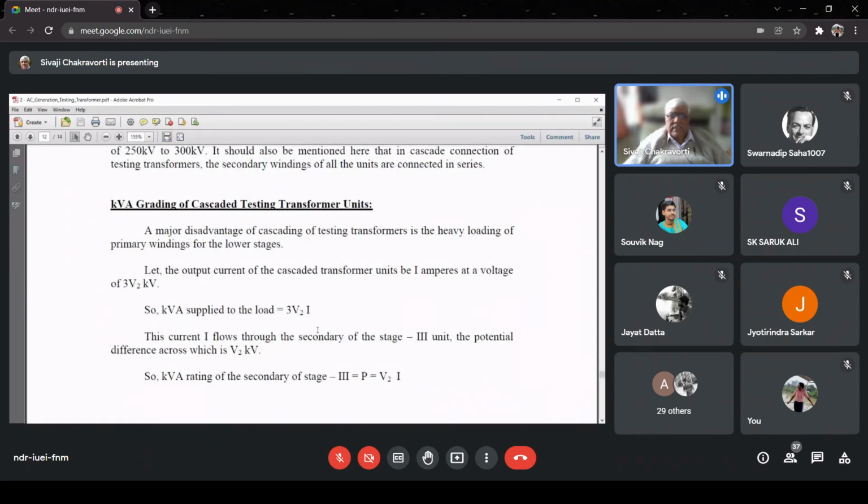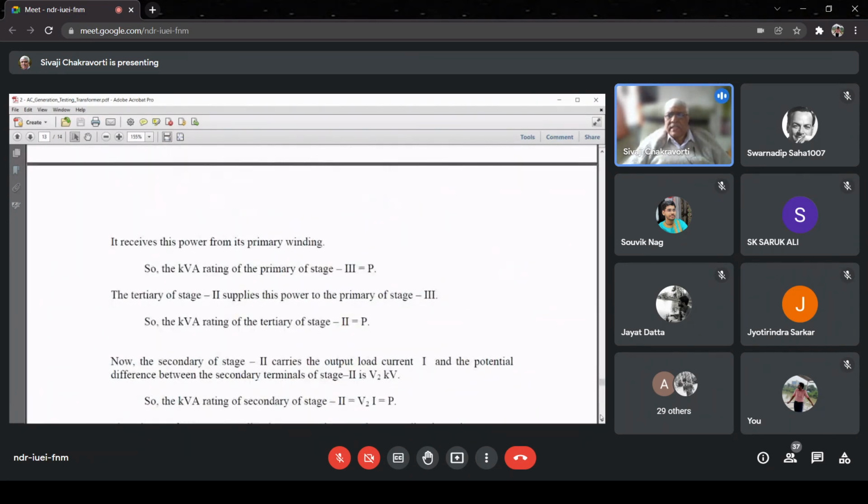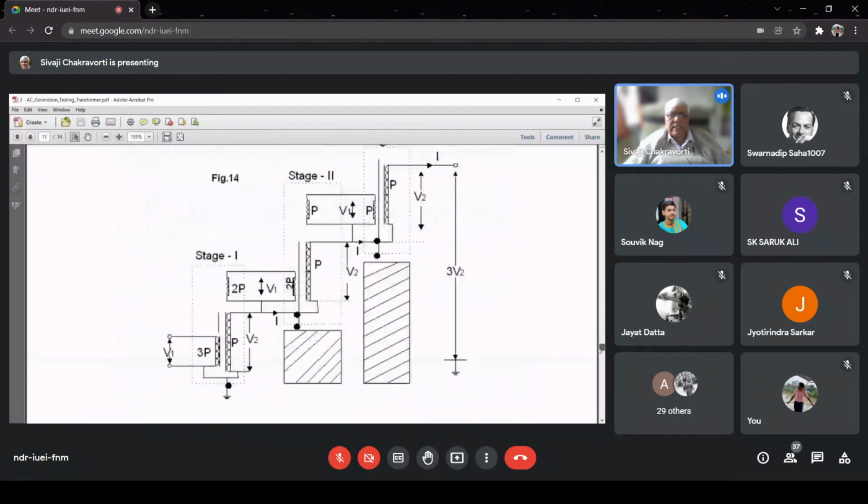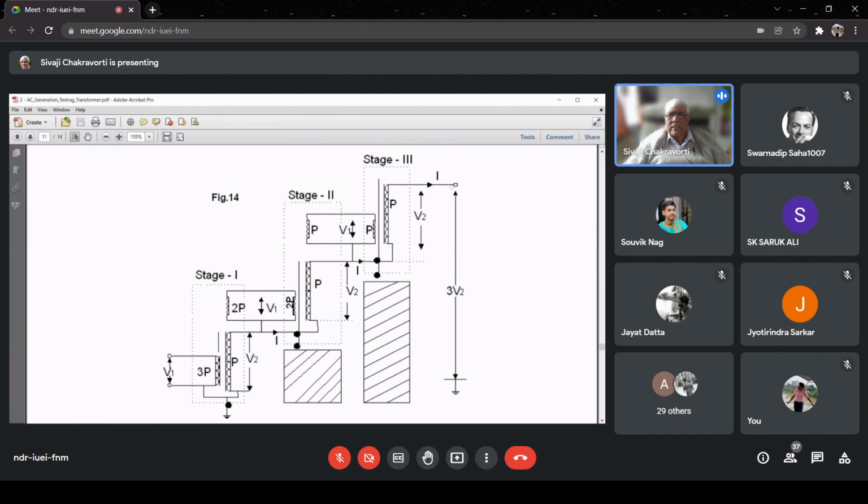Now, there is an interesting aspect about the kVA rating that I have not told you. I said these are all identical transformers. They are, yes, but there is a small difference. If I start with stage 3 first, let's say the output current is I. Then this is a series connection, so the same current is flowing through the secondary of all three. So what is the volt-ampere rating of the secondary of stage 3? It is V2 into I. Let's say it is P.